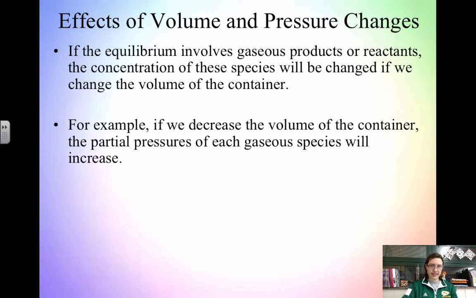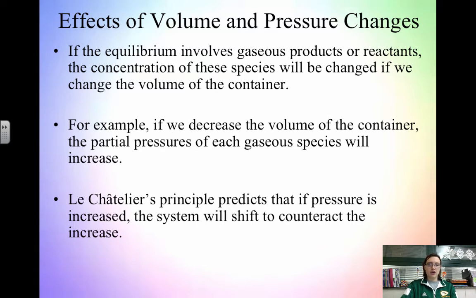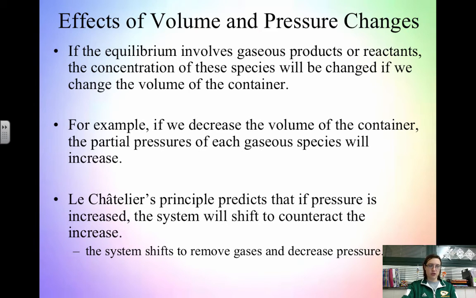So for example, if we decrease the volume, pressure has increased now. Now, LeChatelier's principle says that because we just increased the pressure, the system has to shift in order to counteract that. So it somehow needs to shift to remove gases and to decrease the pressure, which means it will shift to the side with the lower number of moles of gases.